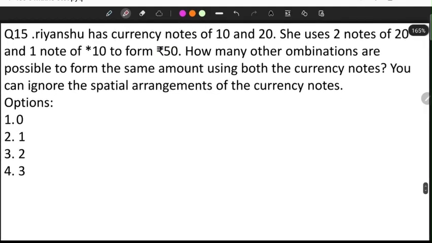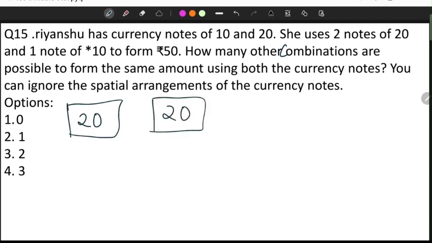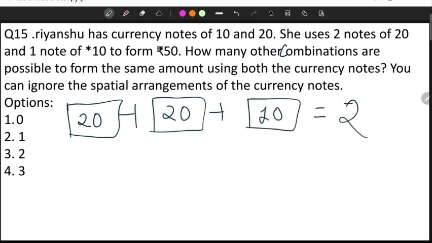Riyanshu had currency notes of 10 and 20. She uses 2 notes of 20 and 1 note of rupees 10 to form rupees 50. How many other combinations are possible to form the same amount using both the currency notes? You can ignore the spatial arrangement of the currency notes. What is the question talking about? That Riyanshu has used 2 notes of rupees 20 and another note of rupees 10 to form rupees 50. So how many such combinations are possible to form rupees 50 is the question.